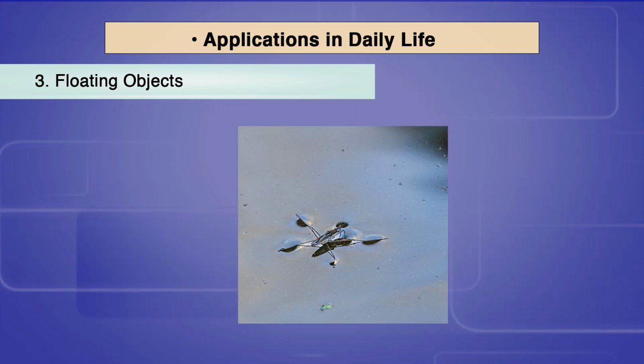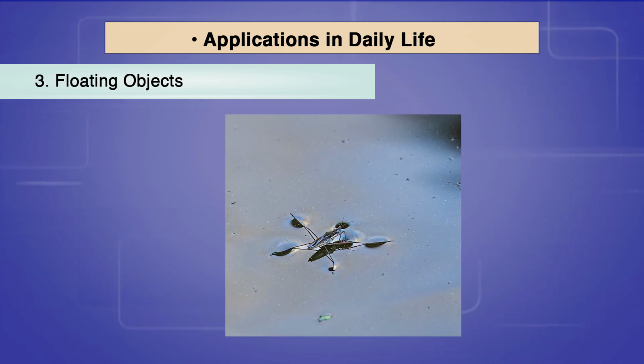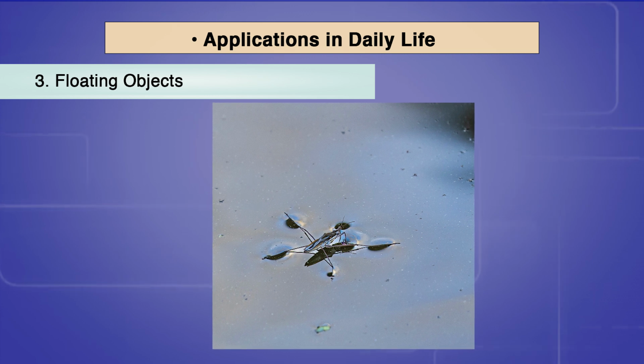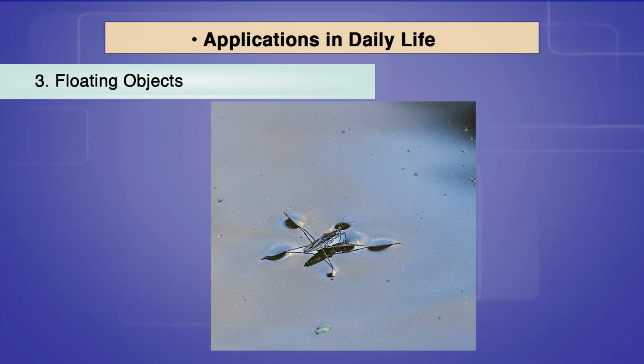Next one, floating objects. Small insects like water striders walking on the surface of water. In our daily life, it is also observed that mosquitoes float at the top of the water. This is due to the surface tension in water. Surface tension creates a skin on the water surface that can support light objects and insects, preventing them from sinking.